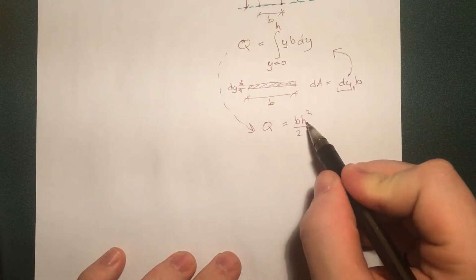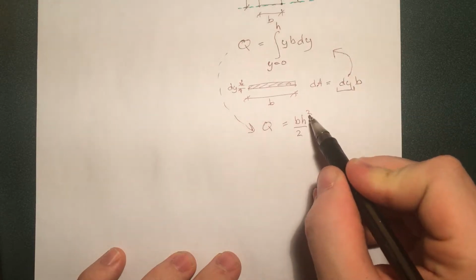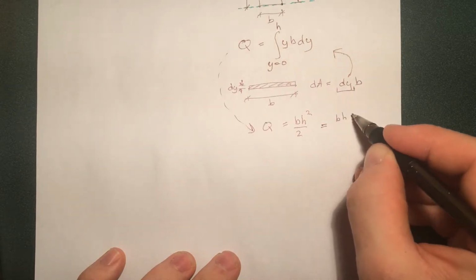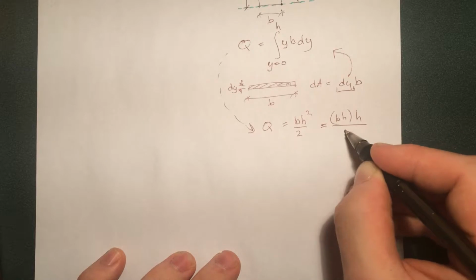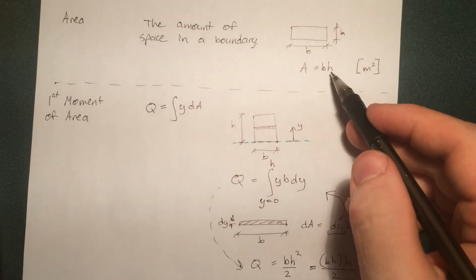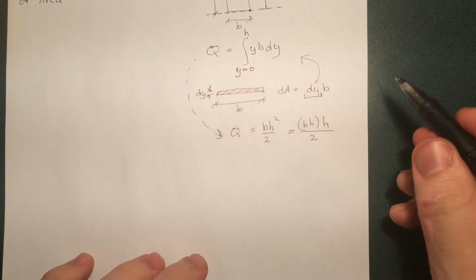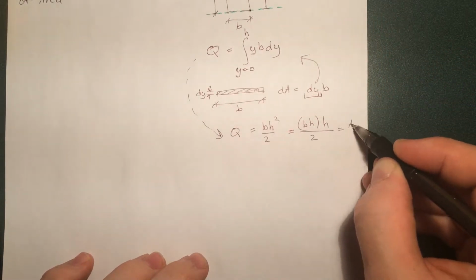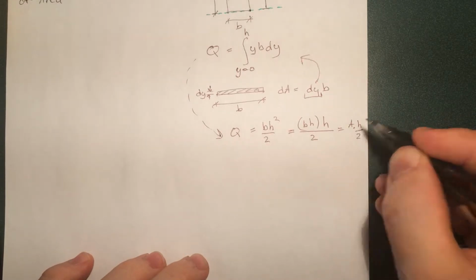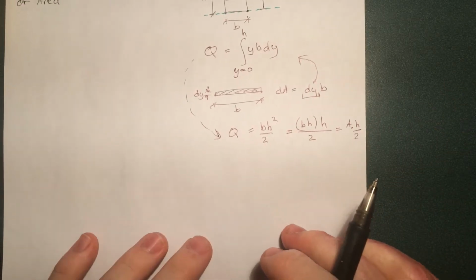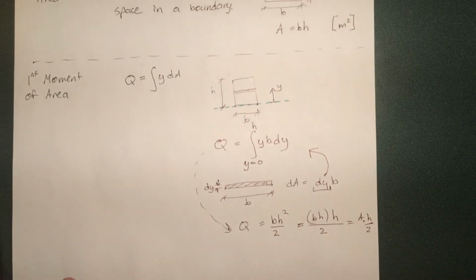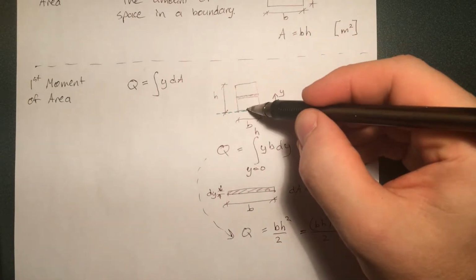So notice we have a B times H squared. So this can be rewritten as BH times H by 2, and B times H, well, that's the area, all right? Just like we had here, same sort of shape. So that equals the area times H by 2. All right, now if you look carefully here, H by 2 is the distance to the centroid of this piece.